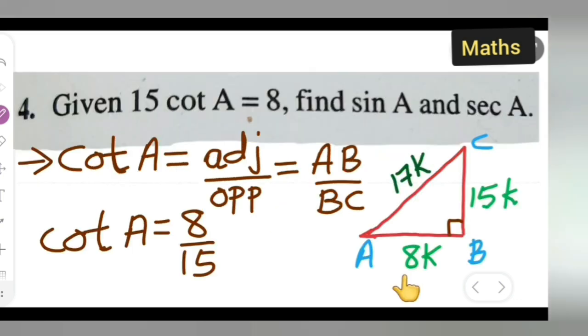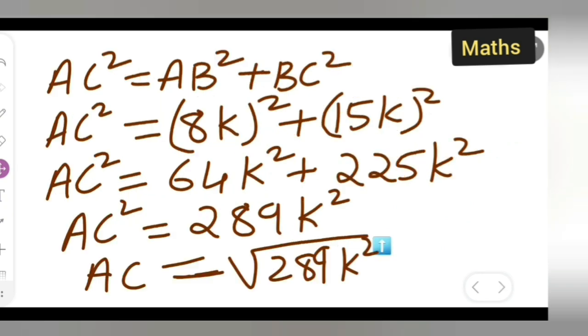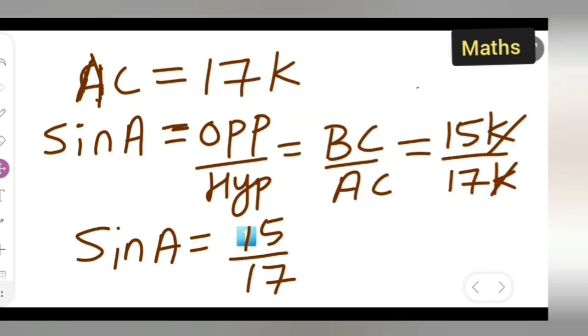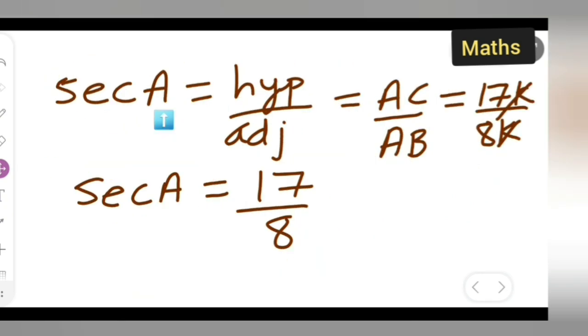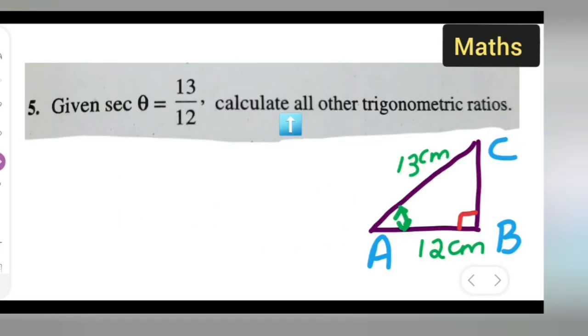So two things were told to us to find out, that is sin A and sec A. So we got over here sin A is 15 upon 17, and the second one, sec A, is 17 upon 8.